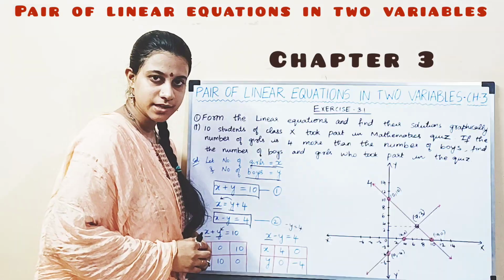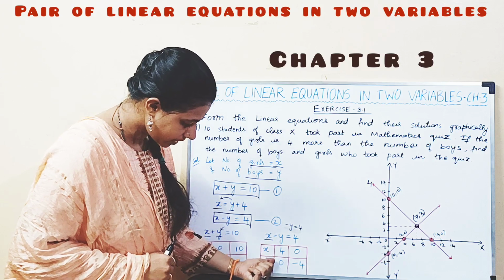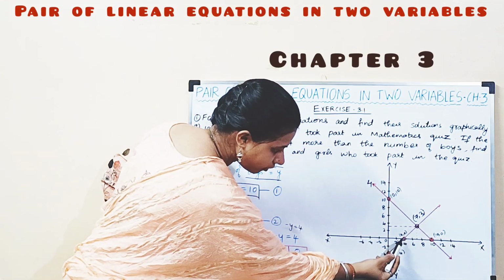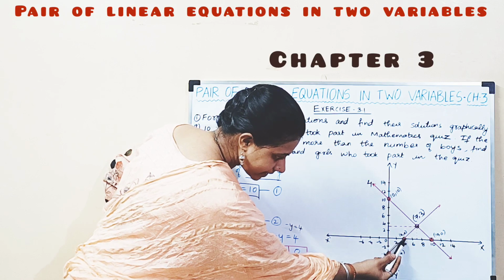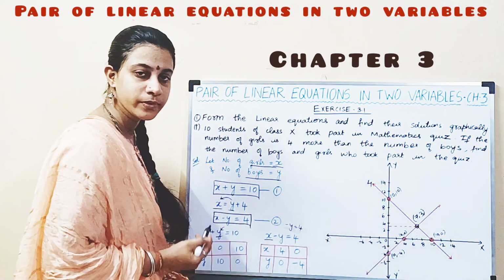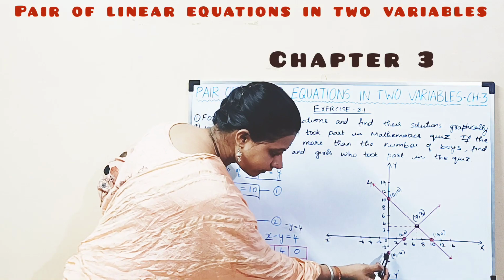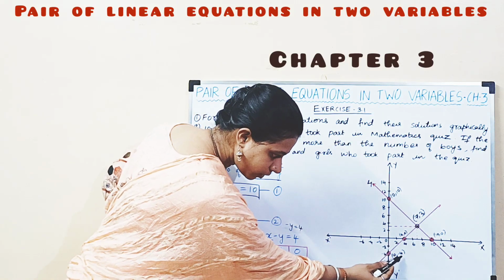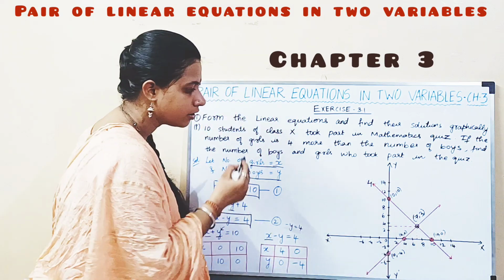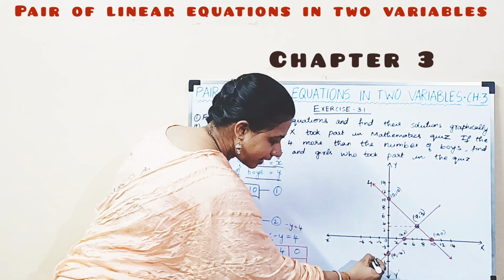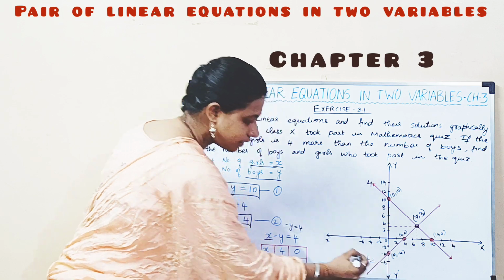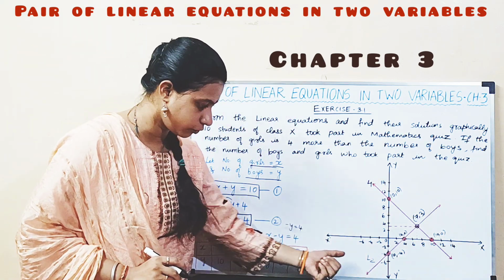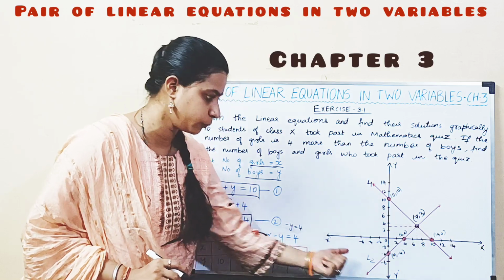Okay. Now coming to the second equation, what are the points? (4, 0) and (0, -4). So (4, 0) will be on the x-axis, that is x equal to 4 and y equal to 0, and (0, -4) will be on the negative side of the y-axis, that is x equal to 0 and y equal to minus 4. Joining these 2 points, we will get the line of the second equation, x minus y is equal to 4. We are marking it as L2.